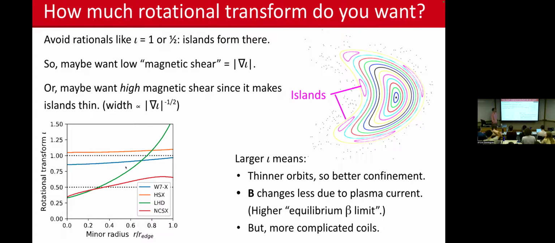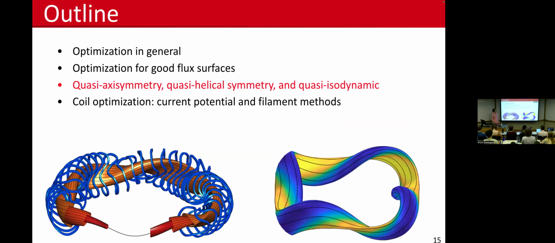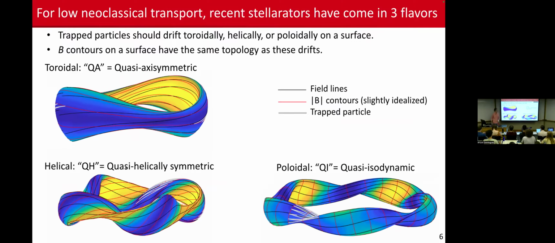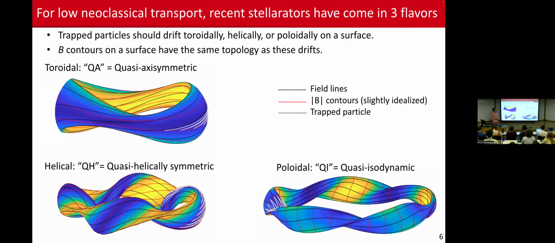Okay, so some more details about what larger rotational transform does for you. But the point is, this is something you typically want to target and think about when you're designing a stellarator, and one of the main things we optimize for. Okay, and then we have a big one for stellarators, which is quasi-symmetry.